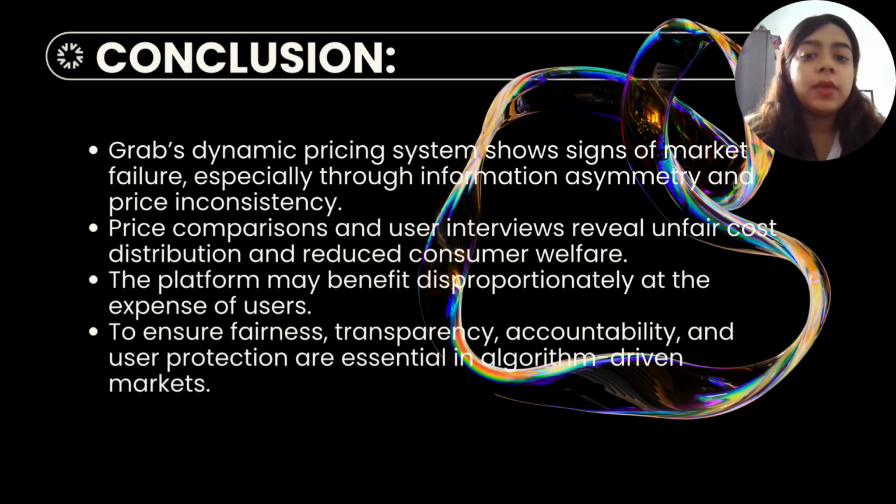Rather, profit is their prime motive. And in that case, consumer welfare is being reduced. The platform may benefit disproportionately at the expense of users. Lastly, to ensure fairness, transparency, and accountability, user protection is essential in algorithm-driven markets.